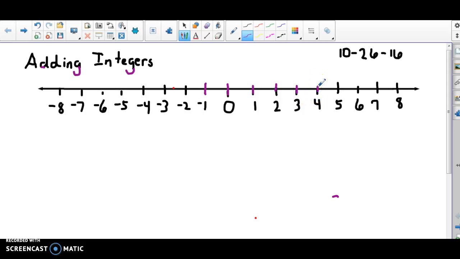All right, so the first thing I need you to do is open up your notebook, and you're going to title this page Adding Integers and put today's date, which is 10/26/2016. The next thing I would like you to do is create this number line. Notice I have 0 in the center, and I'm counting up from 1 to 8 on the right hand side, and then from -1 to -8 on the left hand side.